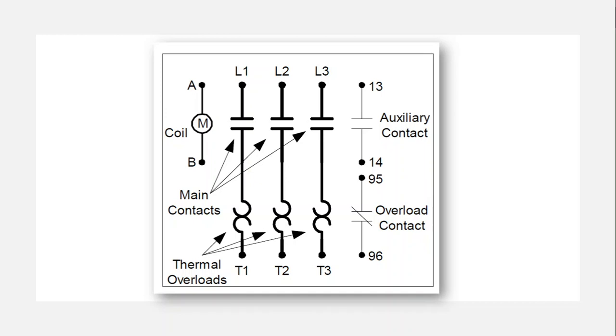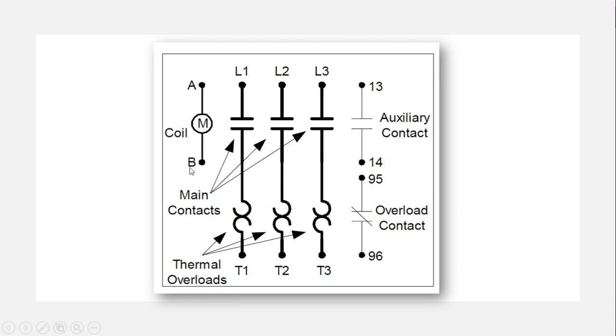This is the simple three-phase motor starter with overload. This component is the main coil. These are the three terminals for three-phase line input. This is the main contact. This one is the thermal overload, and T1, T2, T3 are the motor terminal connections. This is the auxiliary contact. This is the overload contact.